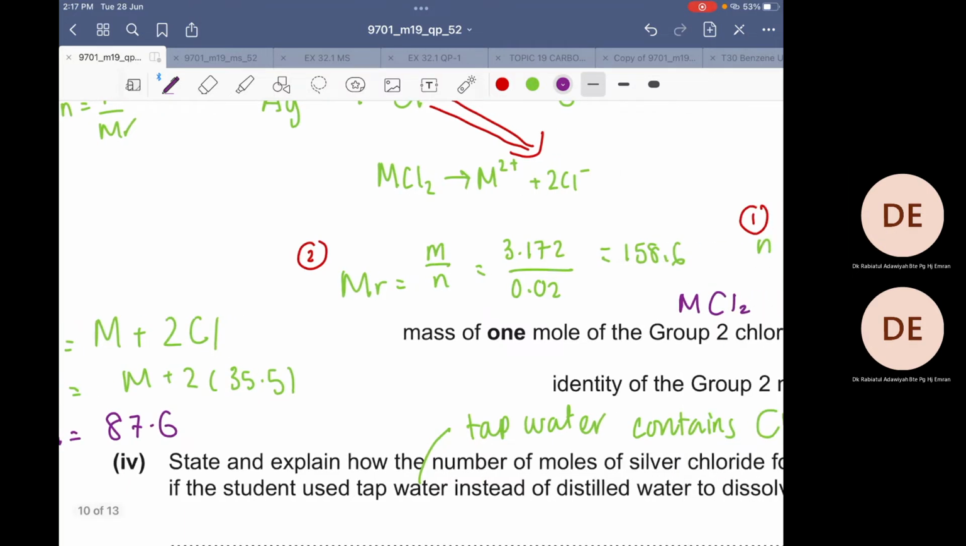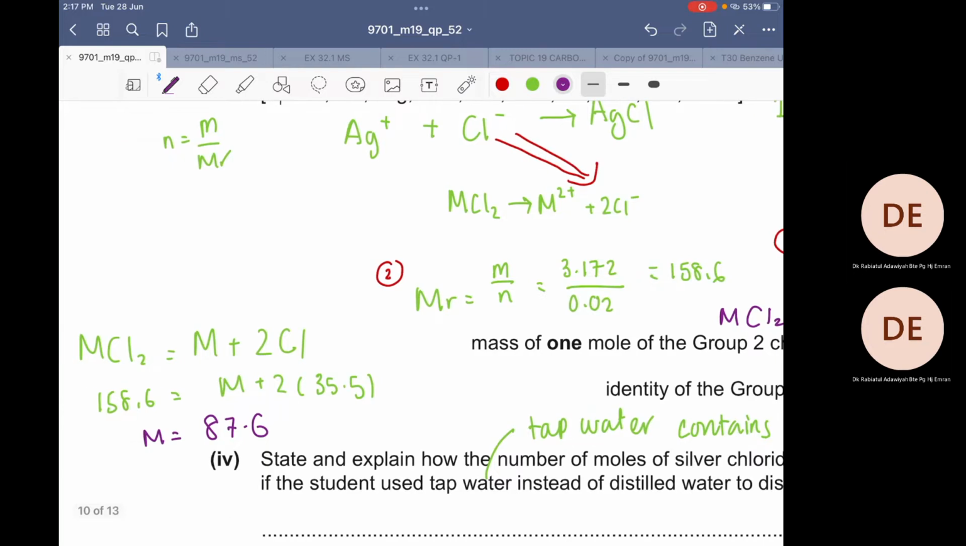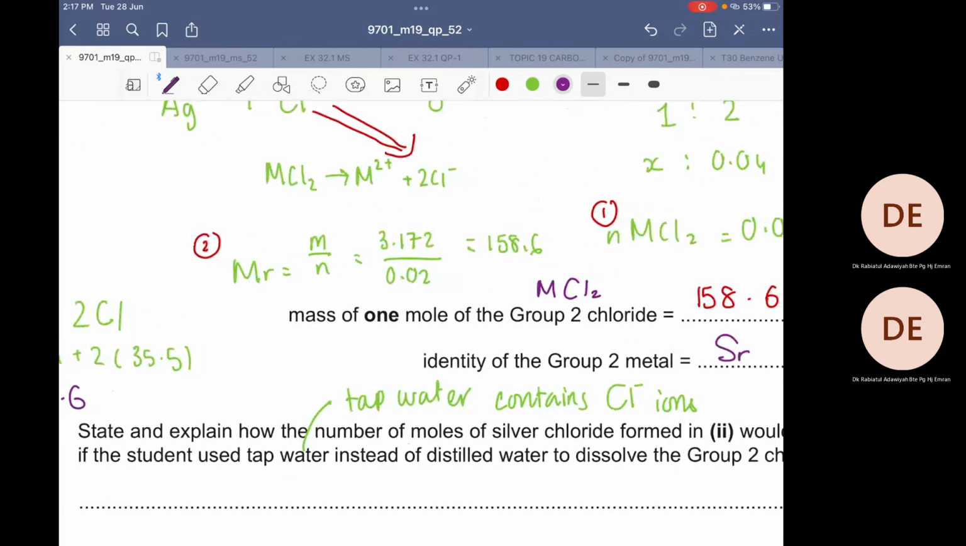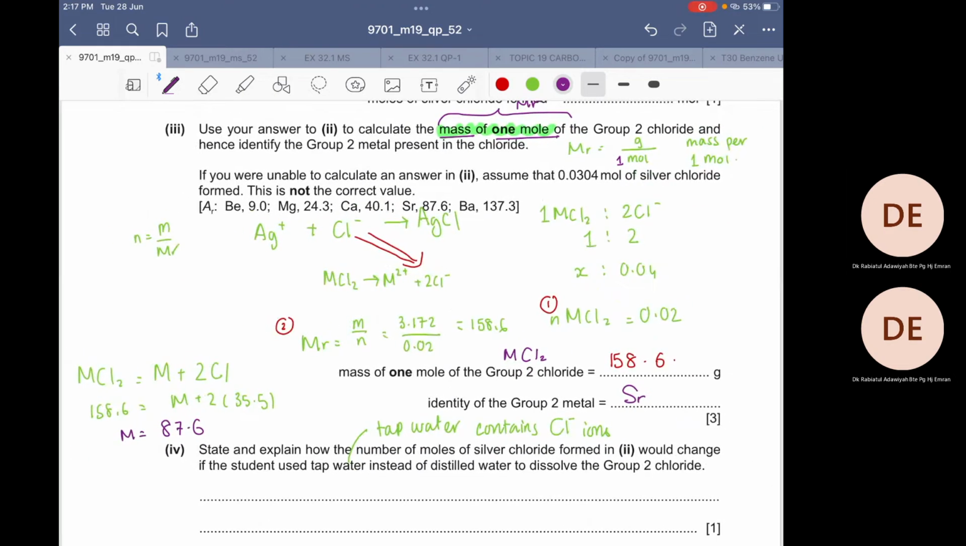And they already mentioned that the metal M is of group 2. And you will find that the metal that has an Ar of 87.6 is Sr? Strontium. And that is how you work out the metal.